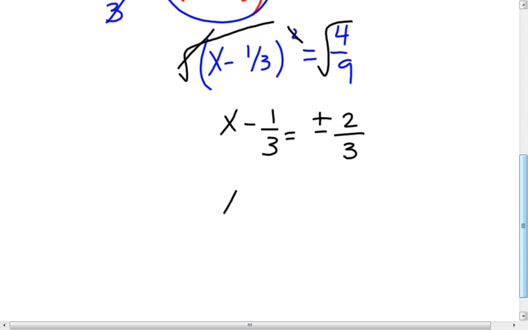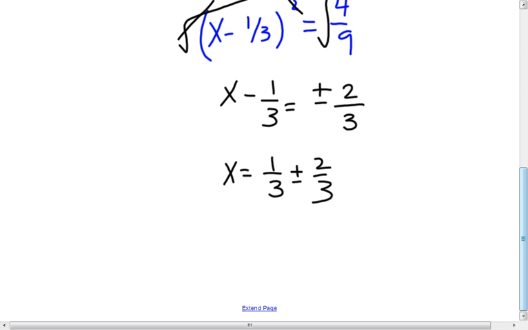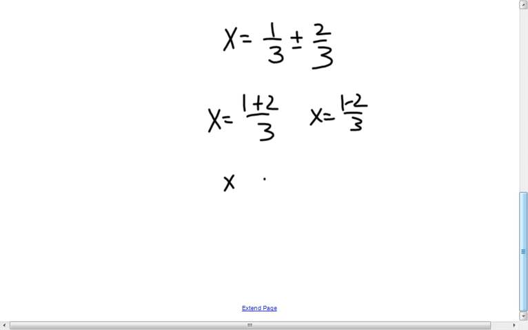So I add 1/3, and I'll have 1/3 plus or minus 2/3. Okay, I have common denominators, which is fabulous. So basically I have 1 plus 2 divided by 3, and I have 1 minus 2 divided by 3. So 1 plus 2 is 3 over 3, which we know is 1. And 1 minus 2 is negative 1 over 3, which we know is negative 1/3.